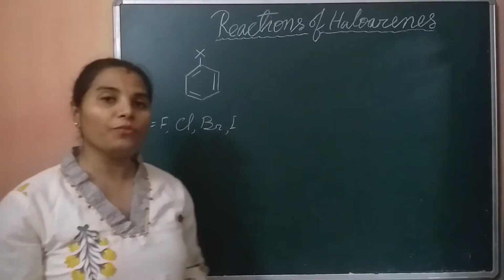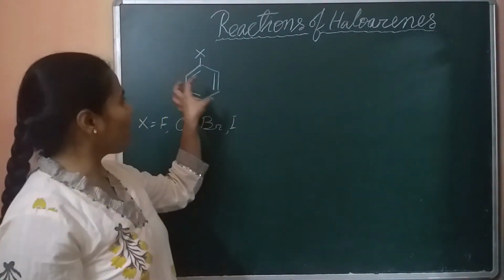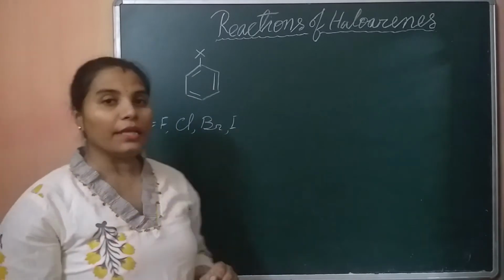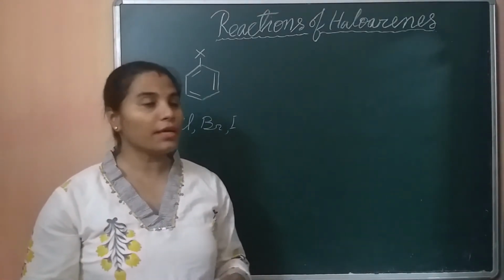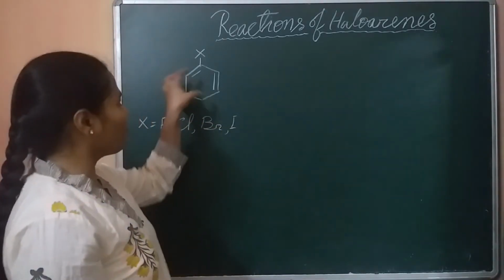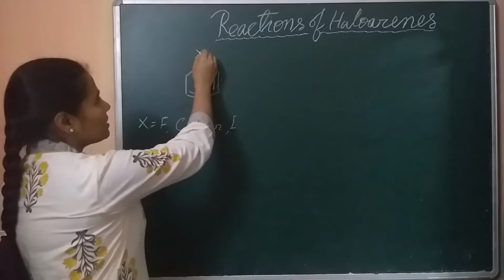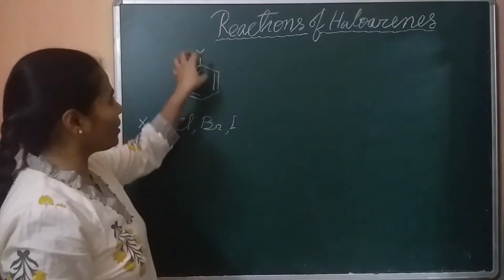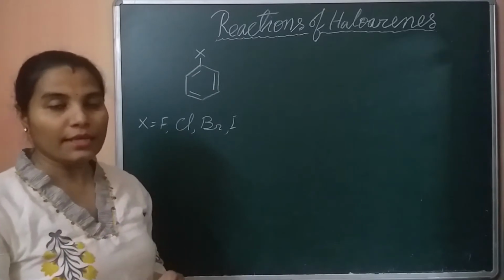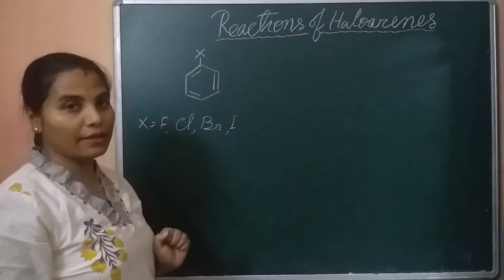So first of all, we have to study what type of reaction will occur in haloarenes. For that we have to study the compound very minutely. You see, one halogen is attached to the ring, to the benzene ring, and this halogen contains lone pairs of electrons.